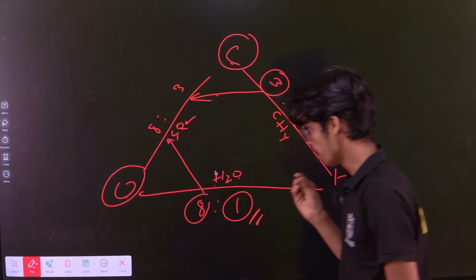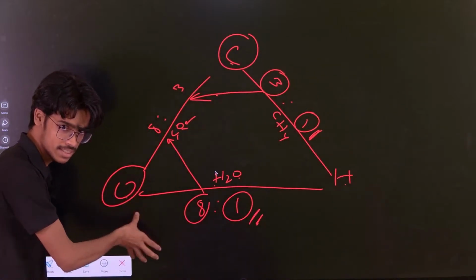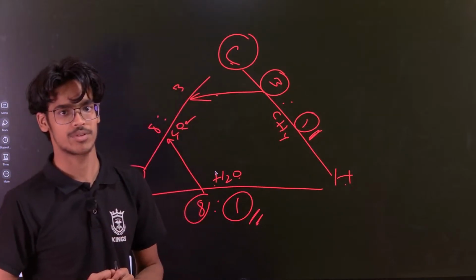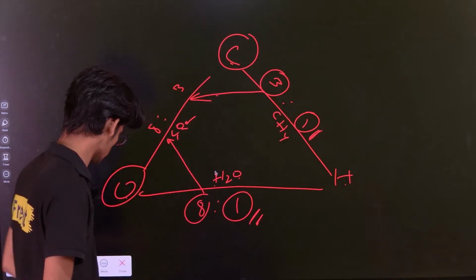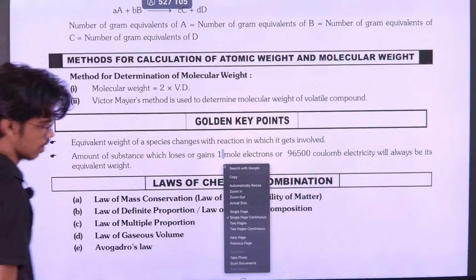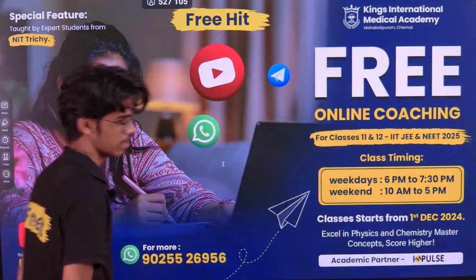Okay? If you compare this example with the internet definition of the law of multiple proportion, then you will surely get it crystal clear. I hope it is understandable. Now, we are finished. Yes, we are finished for today, right? So we are finished for the day.